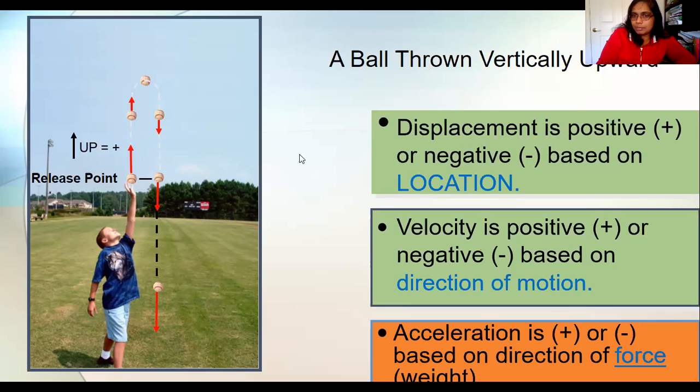Anyway, in summary, displacement is positive or negative depending on the location, velocity is positive or negative based on the direction of motion, and acceleration is positive or negative depending on the force, in this case the weight of the object.